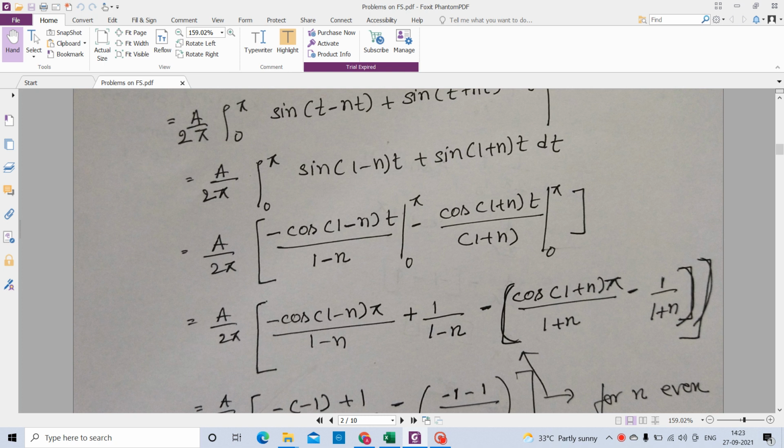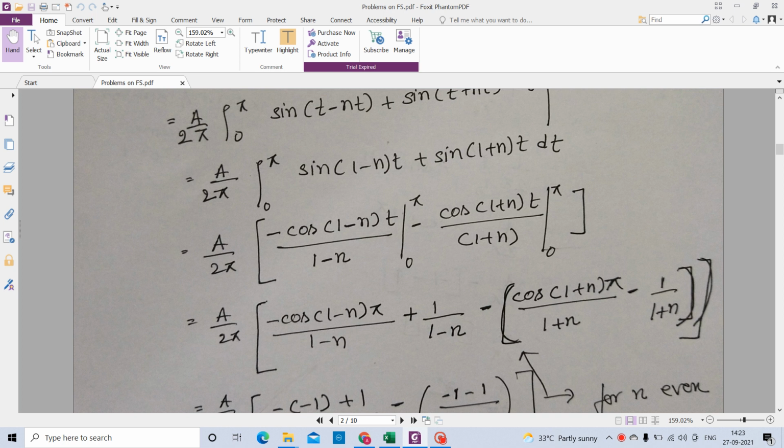Today we will discuss Fourier transform. It comes under the second chapter. Okay, so before that we have discussed Fourier series, right? So we are now going to discuss Fourier transform, right?